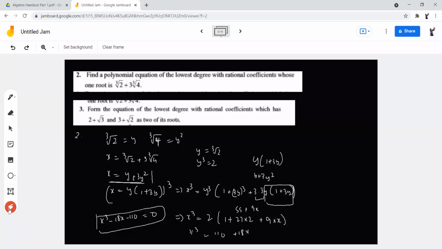So I get x equals y plus 3y square. Now I'm taking y common from y plus 3y square, so I get 1 plus 3y. Now I'm cubing the whole equation. When I cube the whole equation, I get x cube equals y cube, and the inner part I'm just expanding here. Now observe this part. You get y into 1 plus 3y is nothing but x. X equals y into 1 plus 3y.